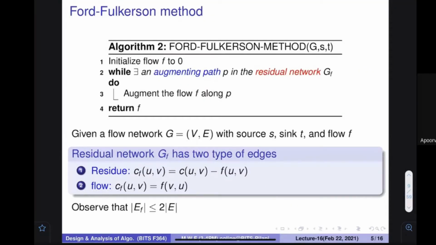So let us talk briefly about what this residual network is. The residual network has two things. One, it represents flows and residues. These two things it represents. There are two kinds of edges over there. So if there is a node U and node V, between them there is an edge with the value c(u,v), the original capacity, minus the current flow.